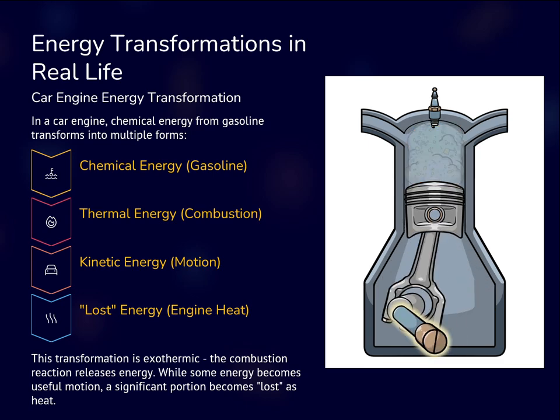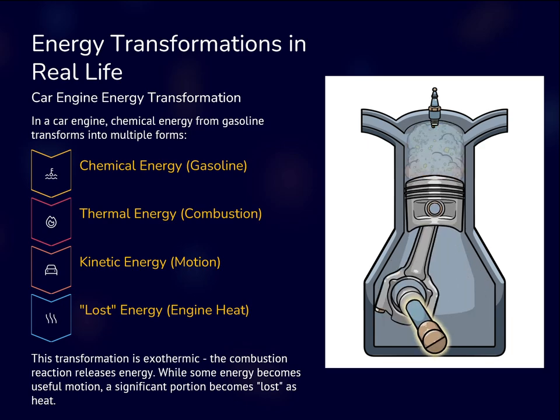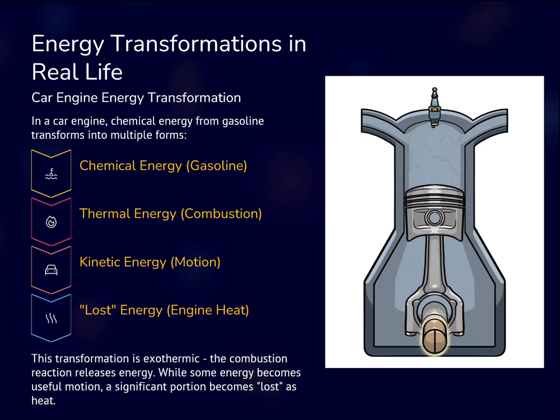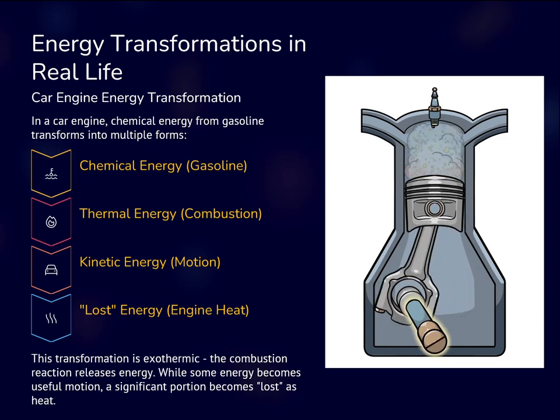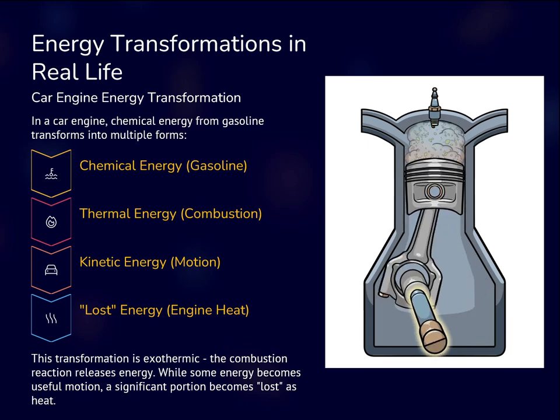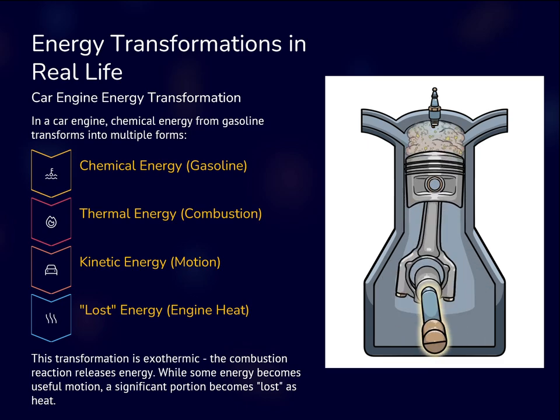However, some "lost" energy heats parts of the engine, like the hood. This reminds us that not all transformed energy is useful. So even though kinetic energy moves the car, the rest disperses as waste heat. This shows how energy, once transformed, often becomes less concentrated and less useful, which is a theme we'll return to when we talk about entropy.